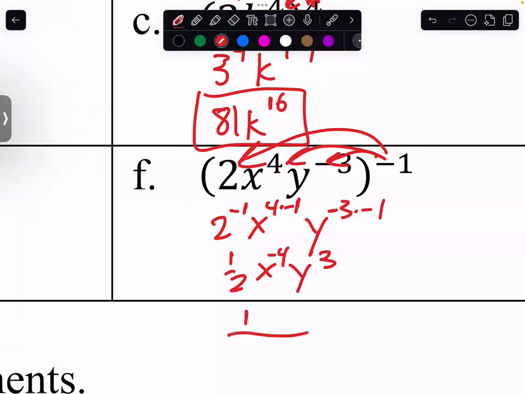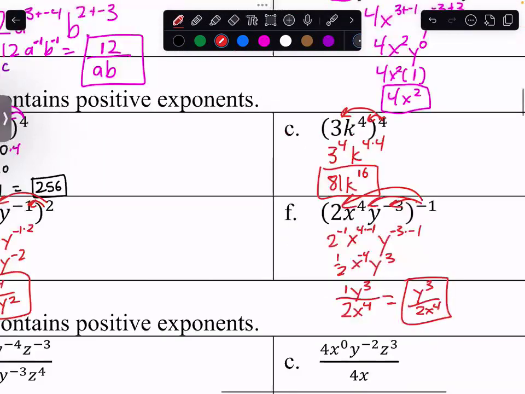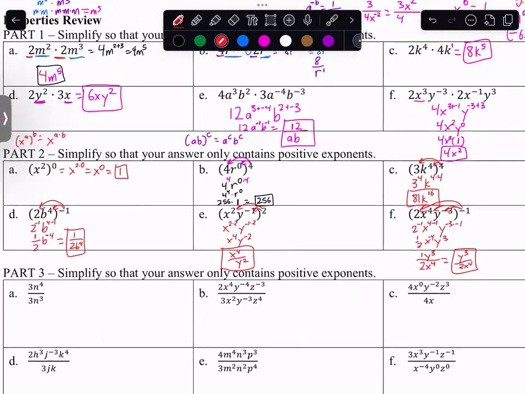Okay, so the x to the -4th, that means the x will move down to the denominator, but the y is positive, so the y gets to stay where it is. So I guess we don't really need the coefficient of 1 in front anymore. Okay. So questions on anything so far?